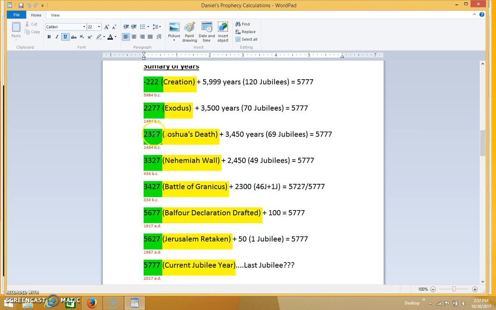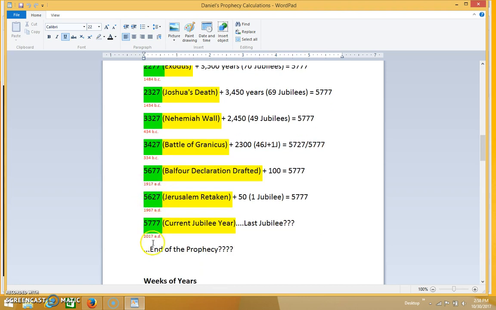But the dates in the red for the Exodus, 1484 BC, and then Joshua's death, 1434 BC, the Wall of Nehemiah, 434 BC, the Battle of Granicus, which was when Alexander the Great defeated the Persians. This was in 334 BC, and then all these dates over here.